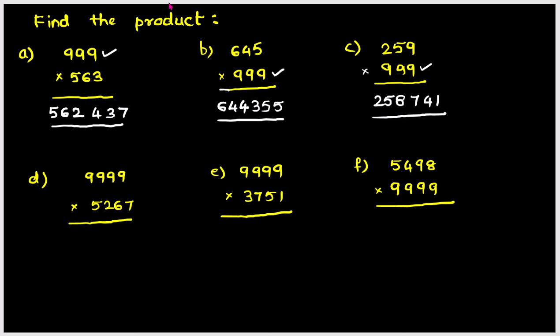Now let us take a number containing 4 nines multiplied by another 4-digit number. So here what is the common number?